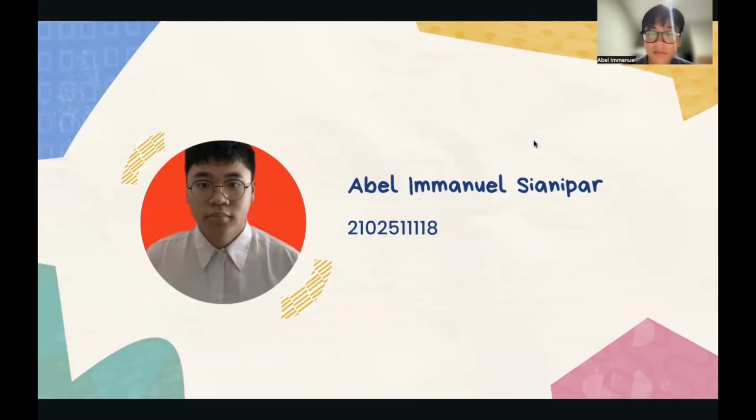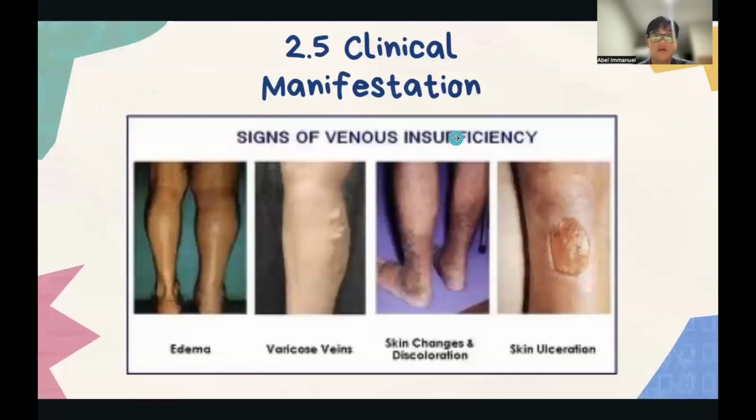So, greetings, doctors and friends. My name is Abel Manuel Sianipar with the last three digits of student number 118. Now, I will be explaining to you about the clinical manifestation of chronic venous insufficiency. So, this disease itself, CVI, shows itself in several ways, such as swollen legs or edema, varicose veins, leg pains, and skin changes or skin ulceration, as you can see from these pictures.